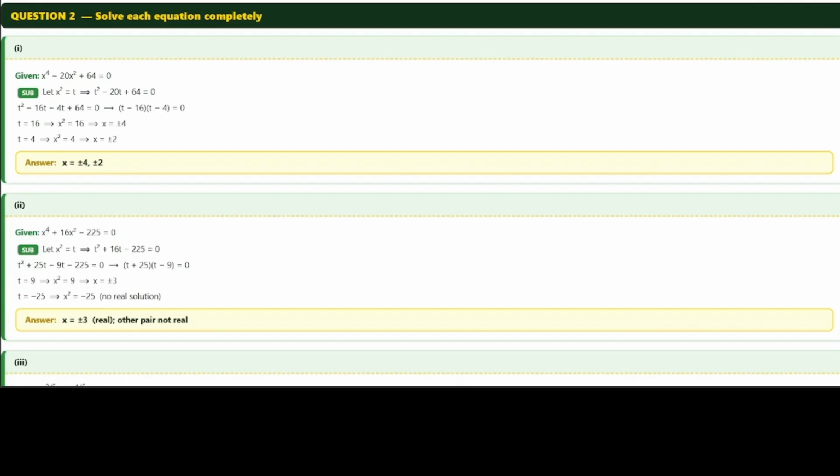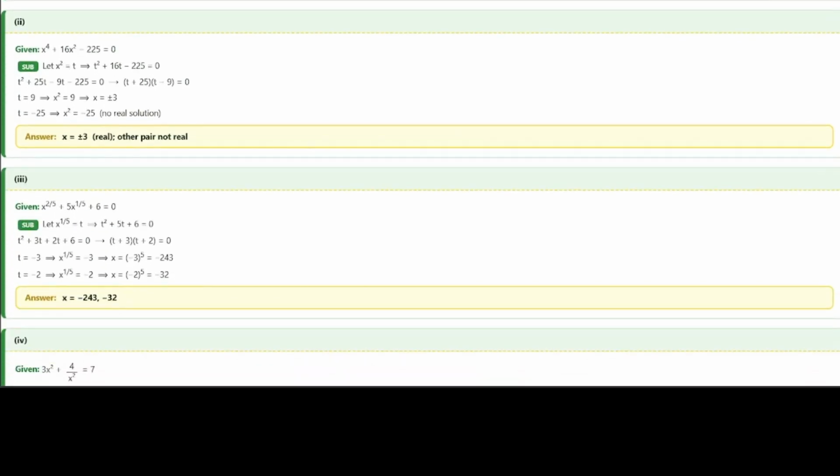If you look at the given equation, it has x power 4. And if you look at the answer, we have 4 roots. Plus 4 minus 4, that is 2 roots, plus 2 minus 2, that's 2 roots. So if you add them together, that results to 4 roots.